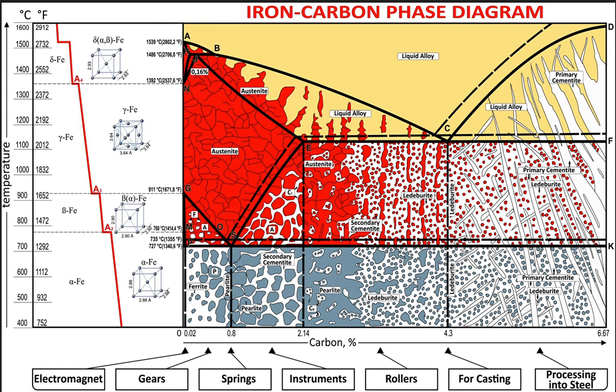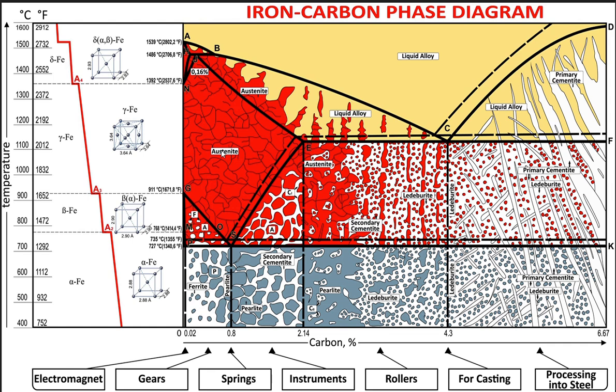And then we have three primary phases: ferrite, austenite, and cementite. Ferrite is stable at room temperature. It's soft, ductile, and can only hold a tiny amount of carbon, just 0.022%.